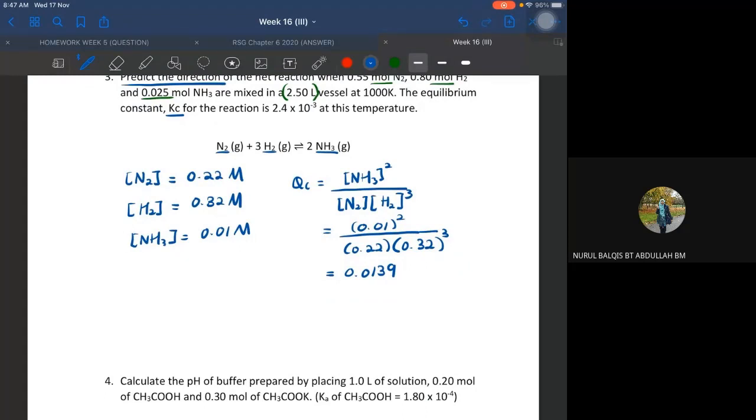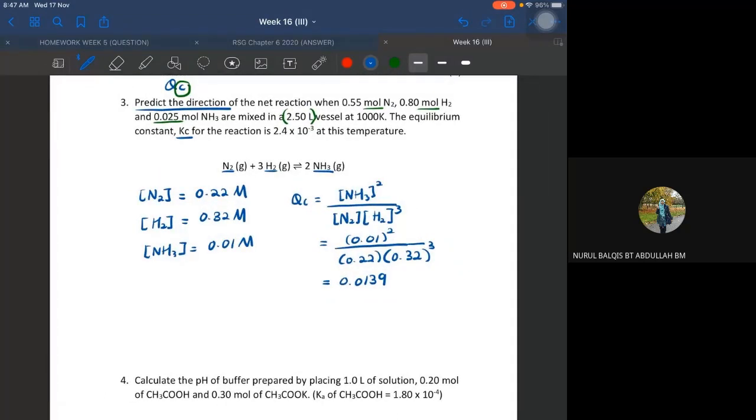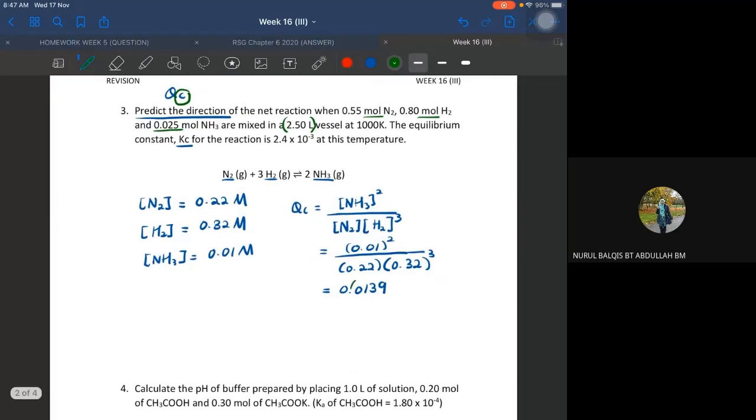Compare your Q and K values. Q is 10 to the power of negative 2, and Kc is 10 power of negative 3. Who has the greater value, Q or K? Q. So you say Qc is greater than Kc. What kind of conclusion can be made here? The reaction will proceed in which direction? From right to left. Okay, the reaction will shift from right to left.